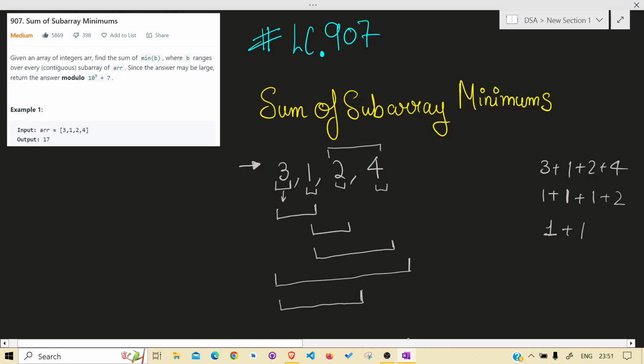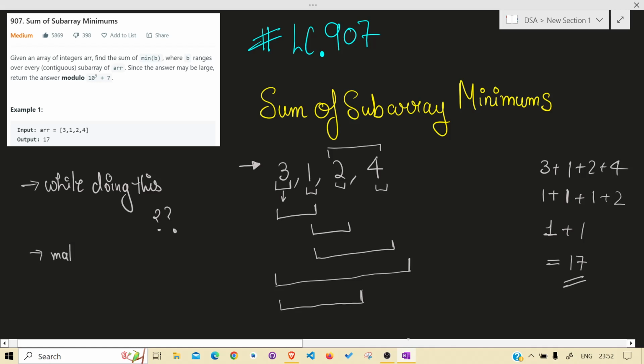How much have we got here? 3, 4, 8, 10, 10, 15, 16, 17. 17. Almost all subarrays have been found. While doing this, did you get something? Yeah, the brute force way.